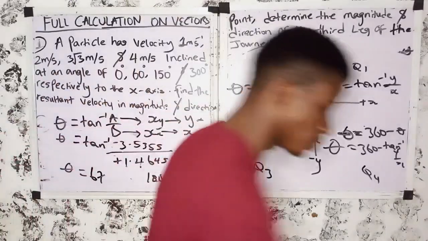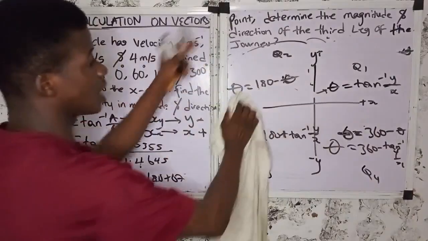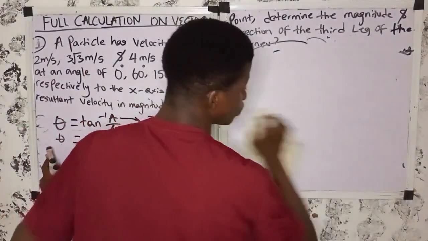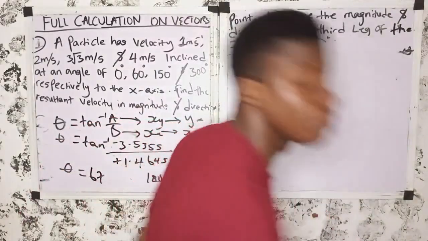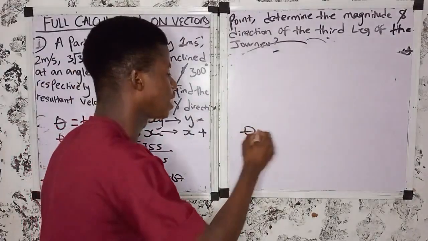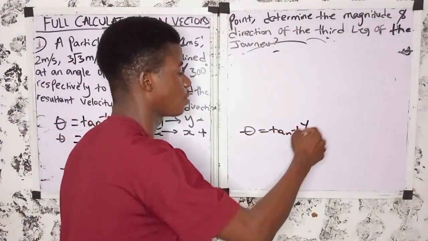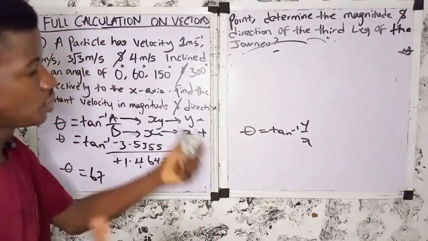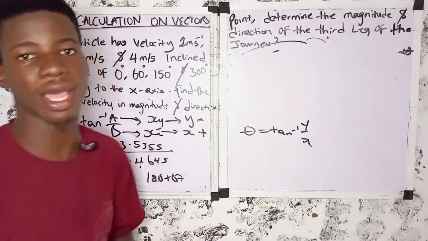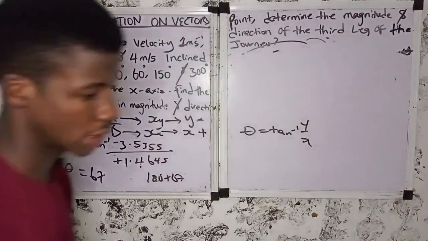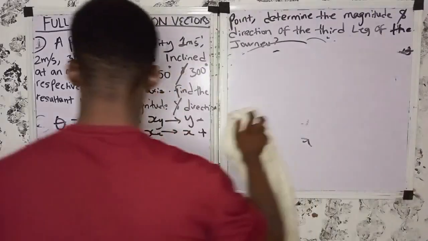In the question that we solved earlier, question 2, we found out that both y and x are positive. That is why we just calculated the angle as inverse of tan y over x, and that is why our angle was 67. So now let's move to question 1.